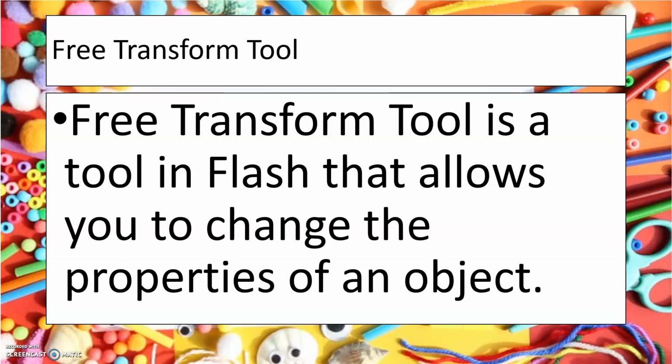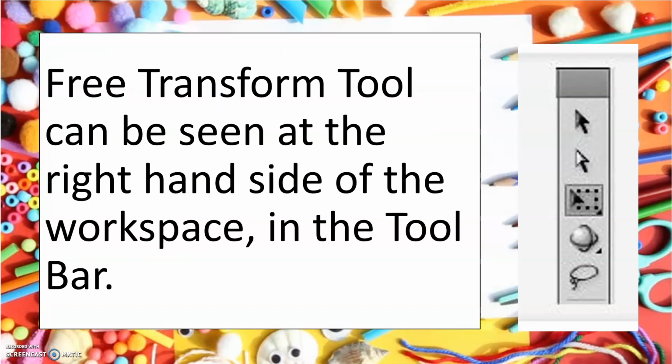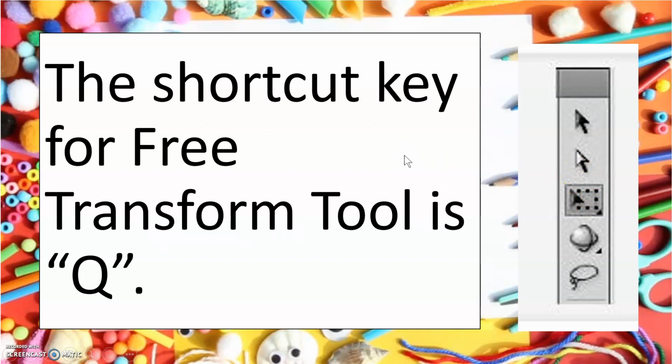The Free Transform Tool. Free Transform Tool is a tool in Flash that allows you to change the properties of an object. Free Transform Tool is able to do everything that scaling, skewing, flipping, and rotating can do. Free Transform Tool can be seen at the right side of the workspace in the toolbar. This one is the icon for the free transform tool. The shortcut key for the free transform tool is letter Q.